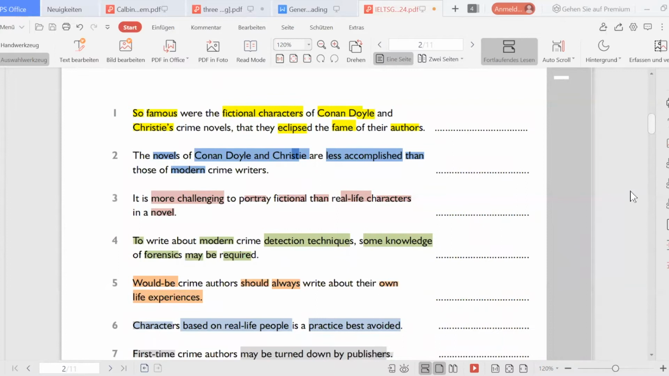Number 3 says, "It is more challenging to portray fictional than real life characters in a novel." All right, so our keywords, remember, comparative, superlative groups here. We've got "more challenging," that's a comparative group. All right, that is a good keyword to highlight. You've got the word "portray" that sticks out. You've got the word "fictional" that sticks out. "Than" belonging to the comparative phrase, "real life characters," and then "in a novel."